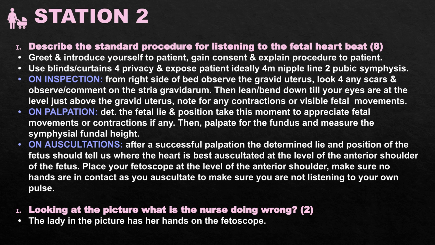Next, perform abdominal palpation to determine fetal lie, fetal presentation, fetal position. You should also palpate the fundus and measure the symphysiofundal height. Auscultation. After determining fetal position, you can identify the best location to hear the fetal heart. The fetal heart is usually best heard at the level of the fetal anterior shoulder.